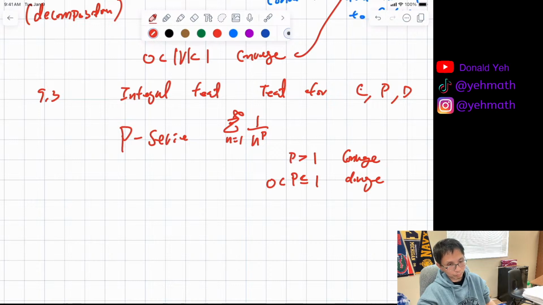geometric? No, this is not geometric. This is a P series. No, I'm saying if P was negative. Keep going on.